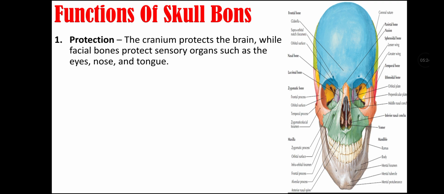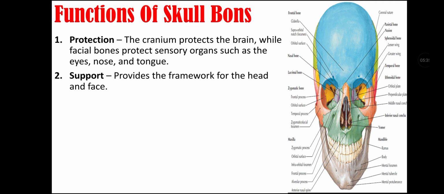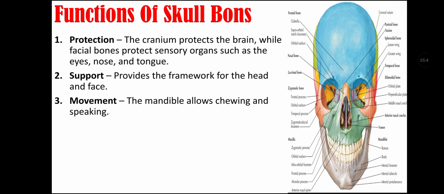Functions of skull bone. First function is protection, as cranium protects the brain while facial bone protects sensory organs such as eyes, nose and tongue. Second function of skull bone is support, as they provide the framework for the head and face. Third function is movement, as skull bone in the mandible specifically allows chewing and speaking movement.